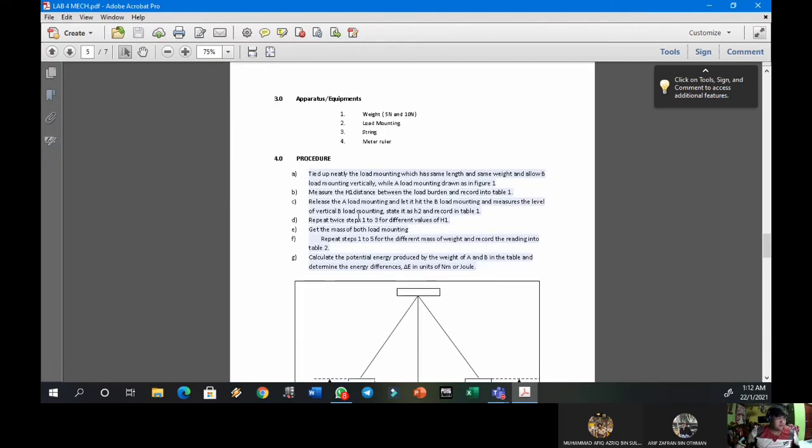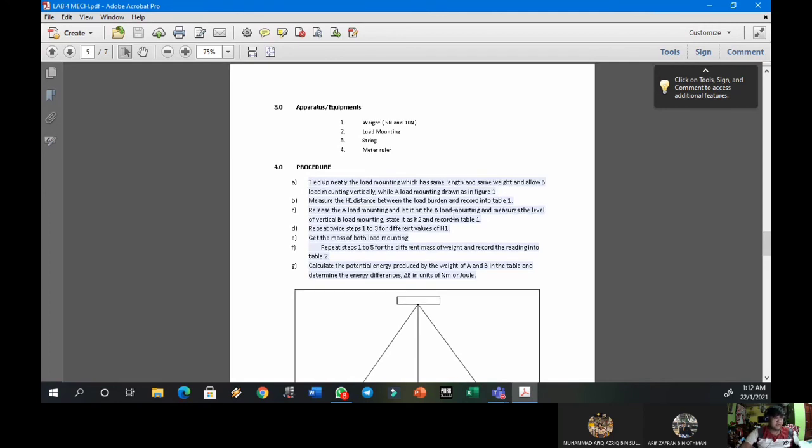So 3.0 apparatus equipment. Nombor 1 weight. Berat dia 5 Newton dengan 10 Newton. Load mounting, string, meter ruler. Procedure dia: A, tie up neatly the load mountings which have the same length and same weight, and allow B load mounting to hang vertically while A load mounting rests on the rod as in figure 1.